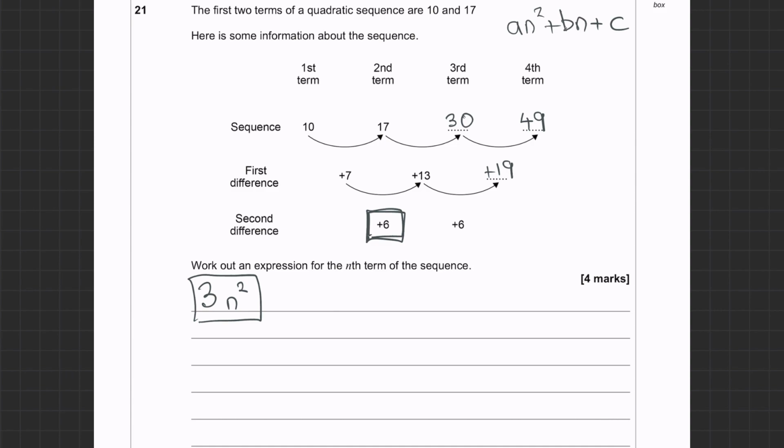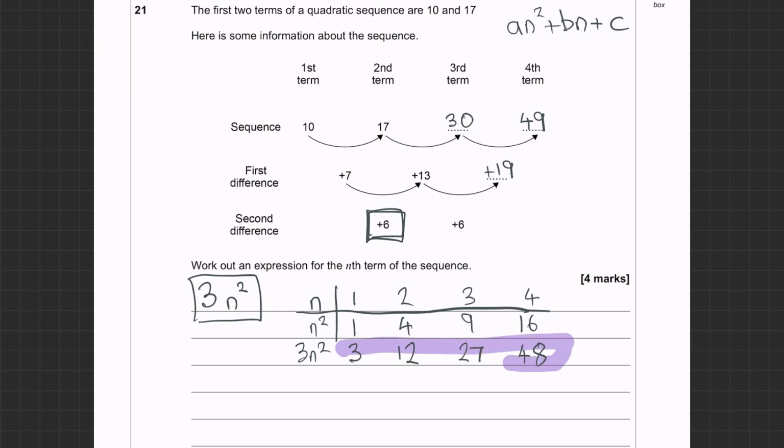What we need to do is write out the sequence just with 3n squared. So we'll put n, 3n squared. I'm just going to draw a little table for this. We've got 1, 2, 3, 4. And if you find this hard, you can also just write n squared here. So we've got 1, 4, 9, 16. So 3 lots of that is 3. 4 times 3 is 12. 3 times 9 is 27. 4 times 16 is 48.